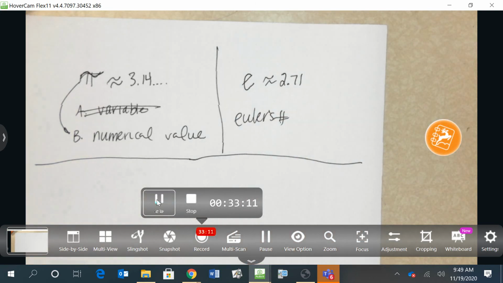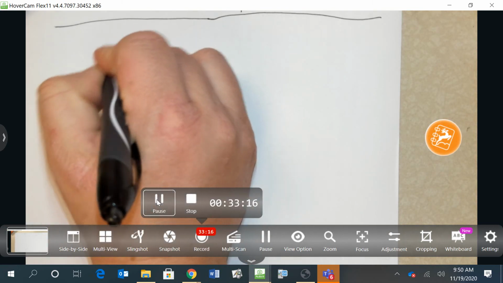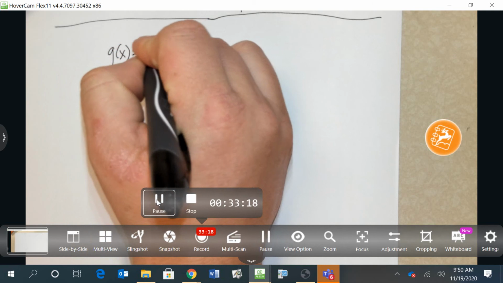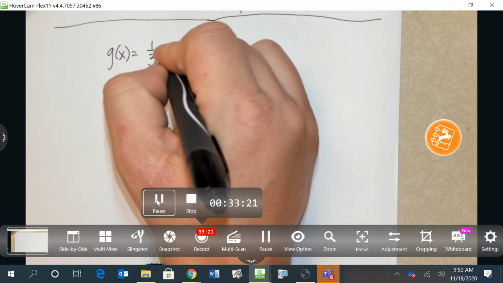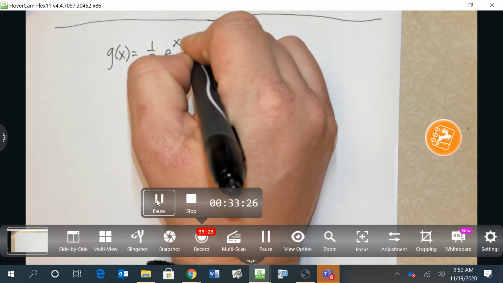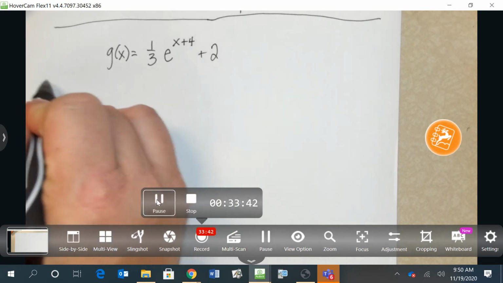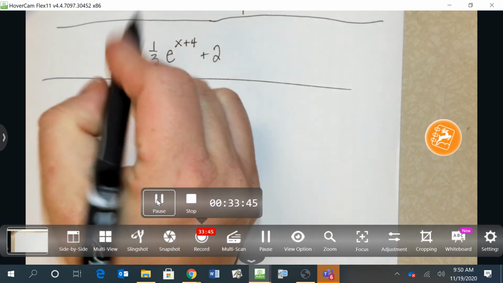I'm going to start by analyzing some graphs that have e's in them, that have Euler's number. So let's go with g of x equals, I don't know, 1/3 e to the x plus 4, plus 2. Now, before I do anything else, I think it is important for us to take a second to reflect upon what it looks like when we transition or shift exponential graphs. So let's come back to this in 1 second. Let's just first look at this.